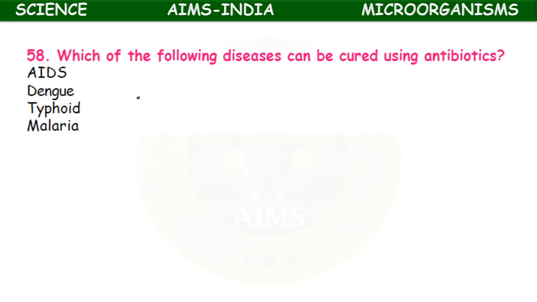Which of the following diseases can be cured using antibiotics? AIDS, dengue, typhoid, malaria. So, AIDS is a viral disease caused by HIV, dengue is also a viral disease, typhoid is a bacterial disease, malaria is caused by protozoan parasite Plasmodium. So, here antibiotic can be used for typhoid.